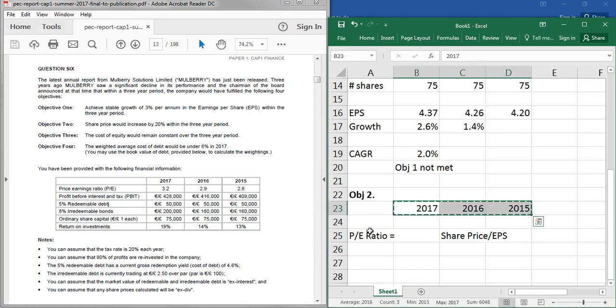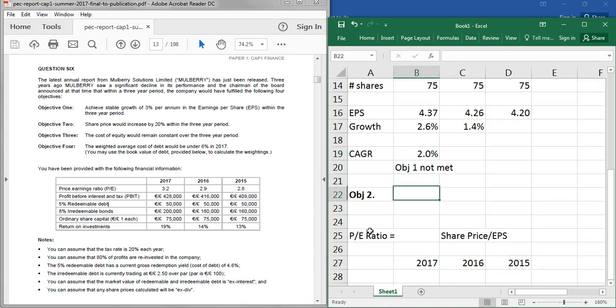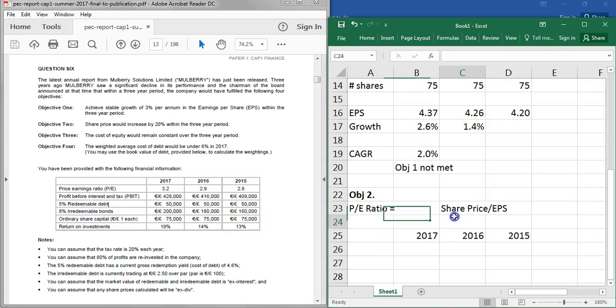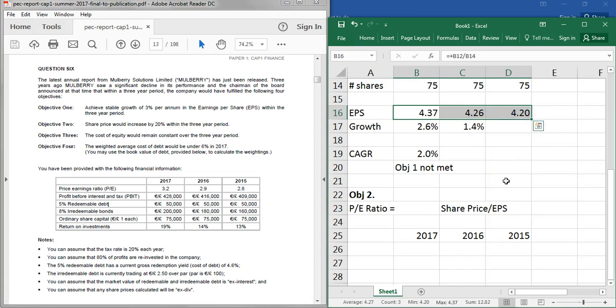So let's take these down so we won't get confused. So I know the PE ratio is the share price divided by earnings per share. I have the PE ratio. I have earnings per share now from objective 1. And remember, even if you have the wrong earnings per share, it's fine. You can use it going forward. You won't be penalized twice. You'll lose marks here, obviously, for getting it wrong.